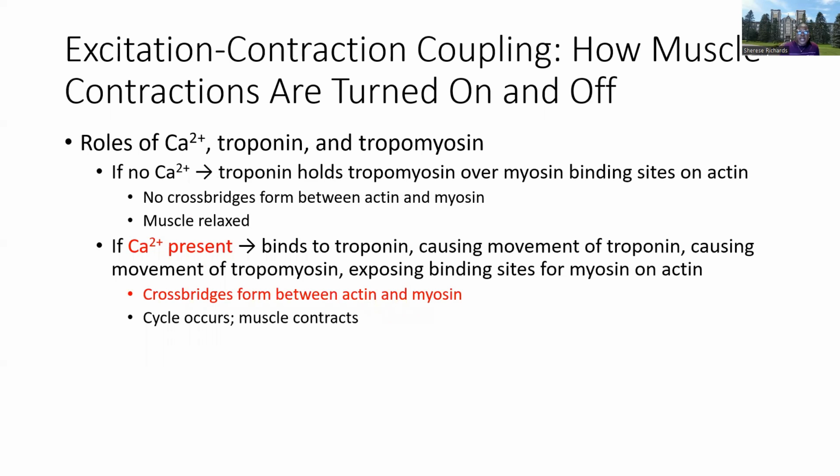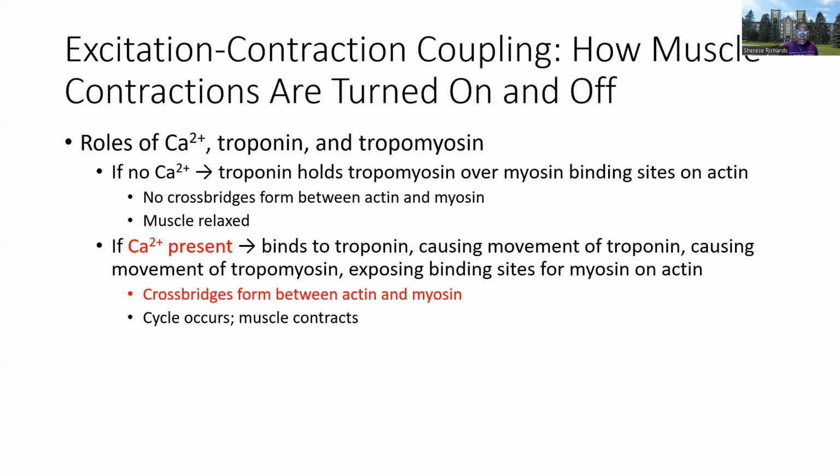So calcium is binding onto troponin and shifting tropomyosin. This is what we described earlier. So if there is no calcium present, troponin is going to keep tropomyosin covering up those binding sites, and myosin will not be able to engage with actin. There will be no cross bridges formed, and the muscle will remain in its relaxed state.